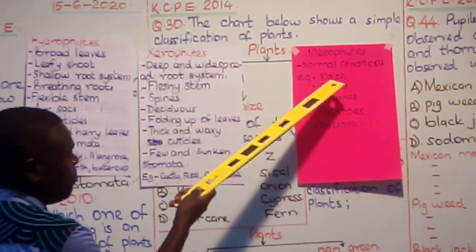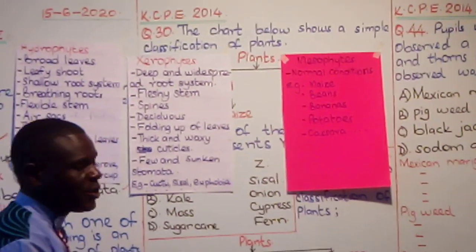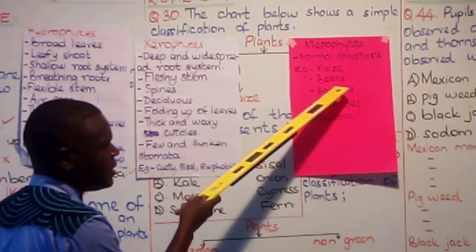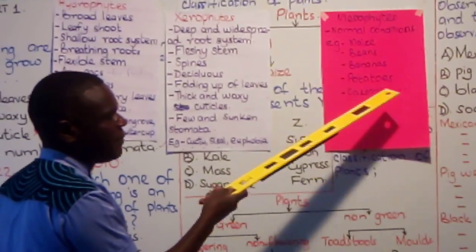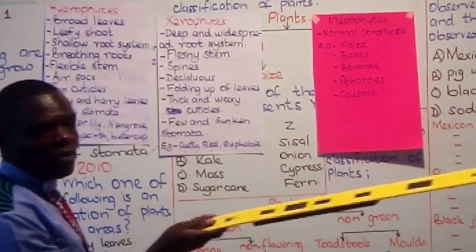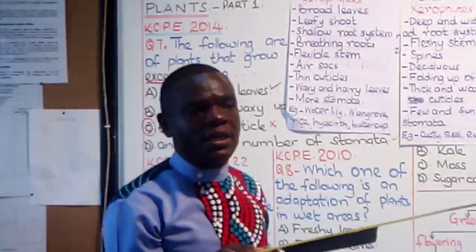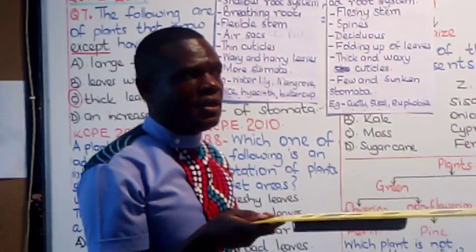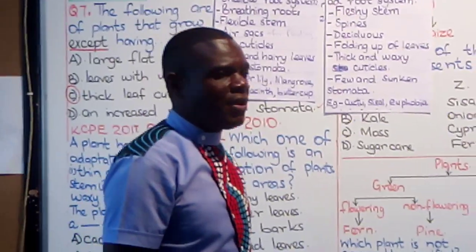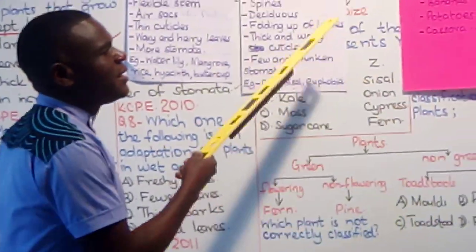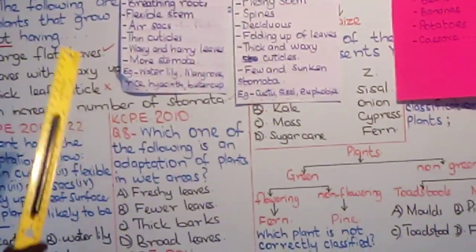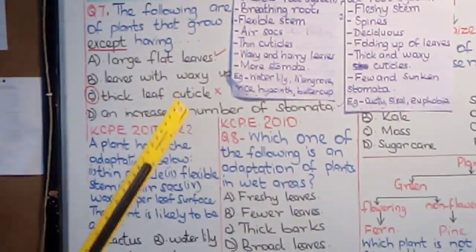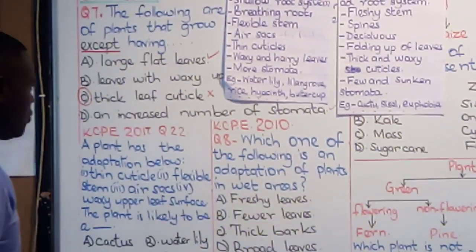These examples are maize. Shall we read together, boys and girls? Beans, bananas, potatoes, cassavas. Which other plants do you know? Yes, sorghum, Moses, sorghum, correct. Bridget, yes, cowpeas, very good. Mangoes, and so on. Now, those are the three types of plants depending on the places they grow.